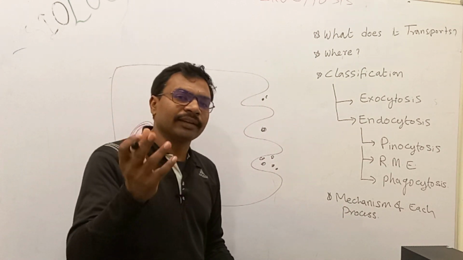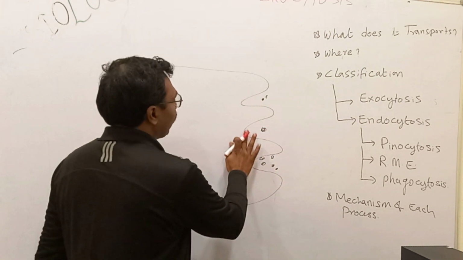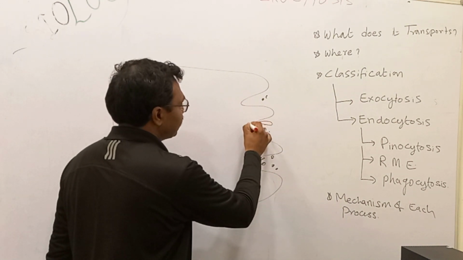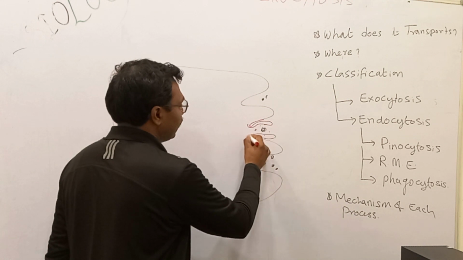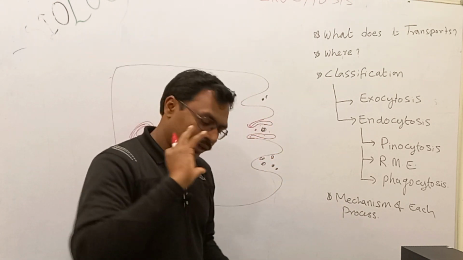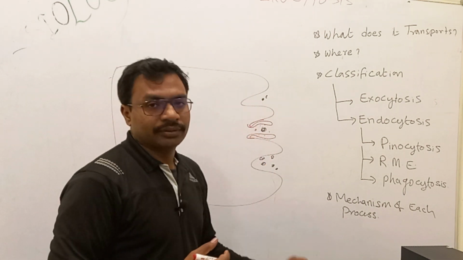Pino means cell drinking. So in this process, the majority of the material is of different sizes. The cell simply extends pseudopodia and then engulfs the area where the majority of the volume is contributed by the fluid.